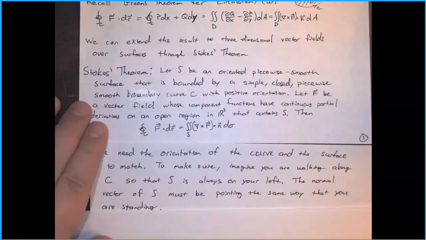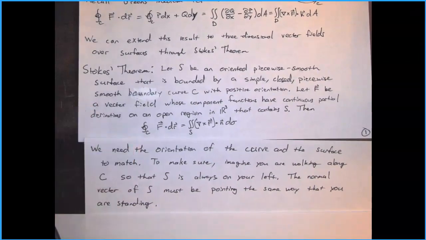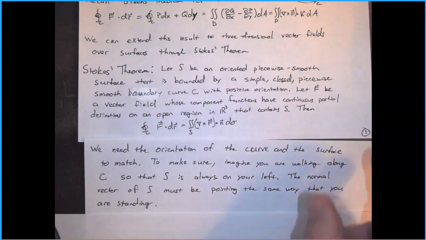Going back to what I was saying about orientation, how we're going to change it slightly, the orientation of the curve and the surface have to match. One way to think about this, instead of thinking counterclockwise, clockwise, is that if you're walking along the curve, you always want the surface to be to your left. And then the normal vector to the surface has to be pointing the same way you're standing. So what does this mean? I have a couple of examples.